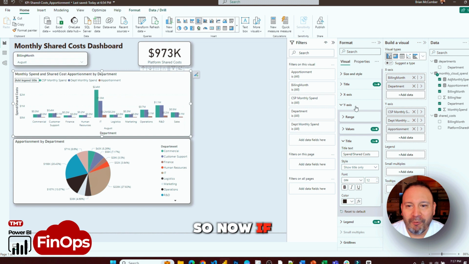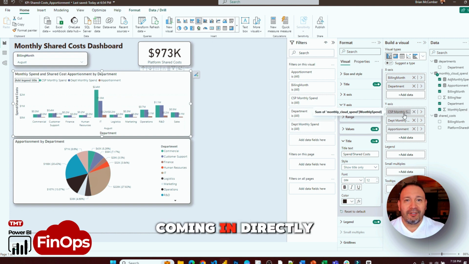Now if we want to see how we create these stacked bar charts, that's what's being used right here. It's a clustered column chart. That's what I used here, a custom clustered column chart. And in that process for the y-axis, what I created was 3 different options. One is what I call the CSP monthly spend, which is basically dragging in the monthly spend amount. This is what's coming in directly from the cloud service provider.